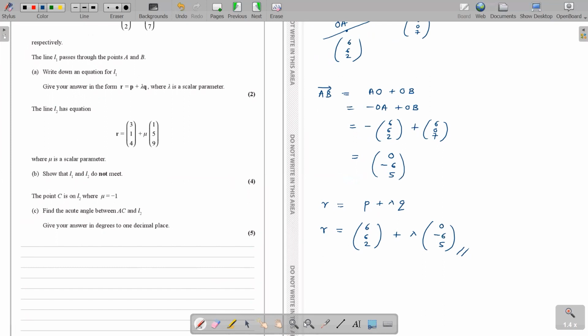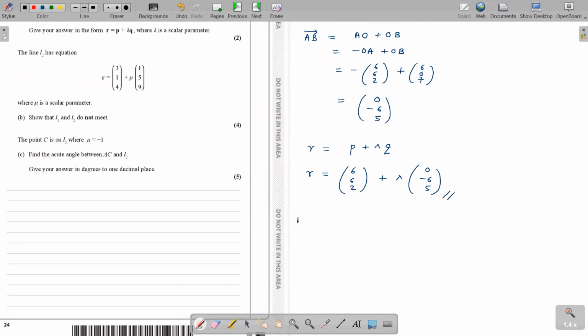Let's move on to part B. The line 2 has equation r equals (3, 1, 4) plus mu times (1, 5, 9), where mu is a scalar parameter. Show that line 1 and line 2 do not meet. How do we show that two lines do not meet? We basically show that when we solve the two equations, the lambda and mu values don't agree for all three coordinates, because if they meet, the single lambda and mu values you find should agree for all three coordinates.